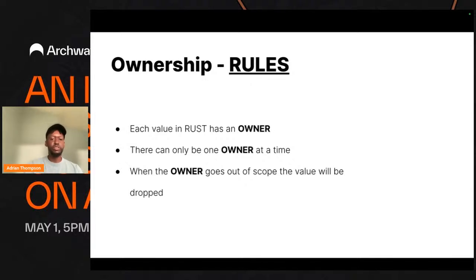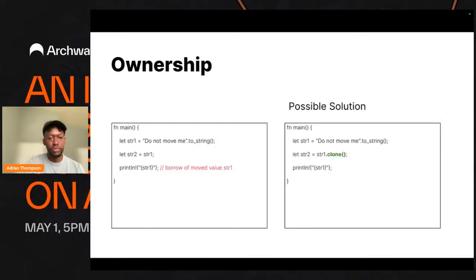If you change or assign X to another variable, that variable now owns the value 5. So that's only one owner at a time. There can only be one owner at a time. And when the owner goes out of scope, the value will be destroyed. So you need to be careful of that as well.